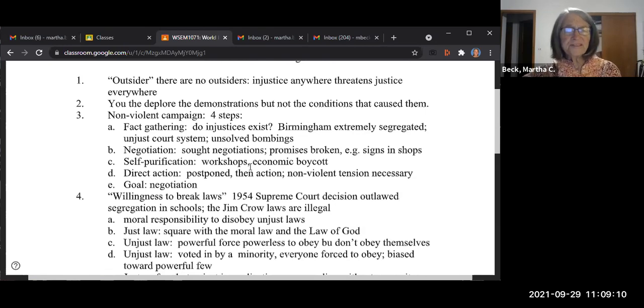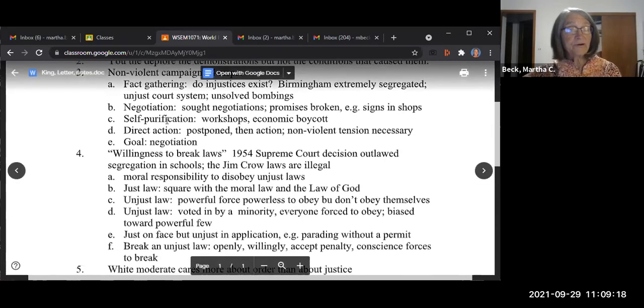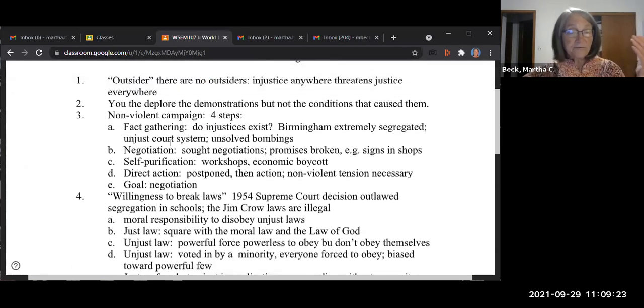So here are the four steps for a nonviolent campaign. Fact gathering, right? What are the facts? And then you have to negotiate. Remember, that was a big thing in the Greek tradition. First, diplomacy. Diplomacy and intelligence first. And military is if you have failed diplomacy.